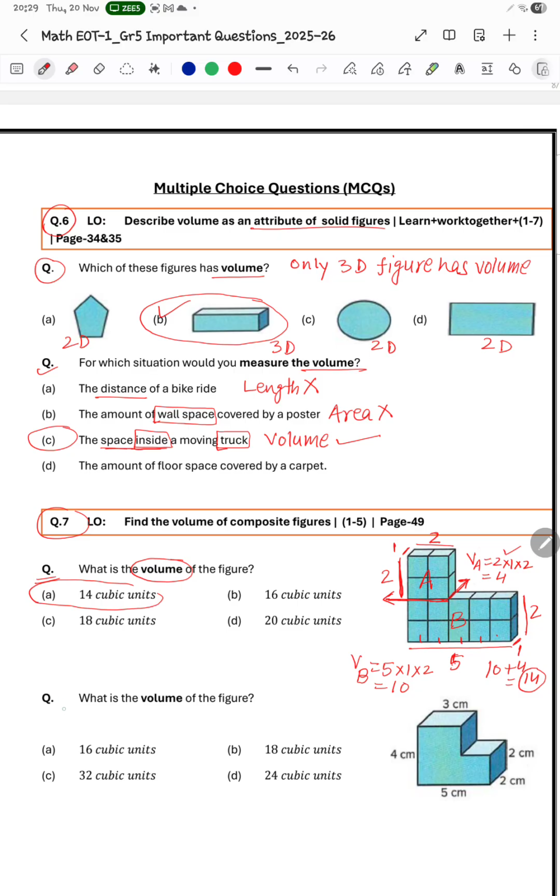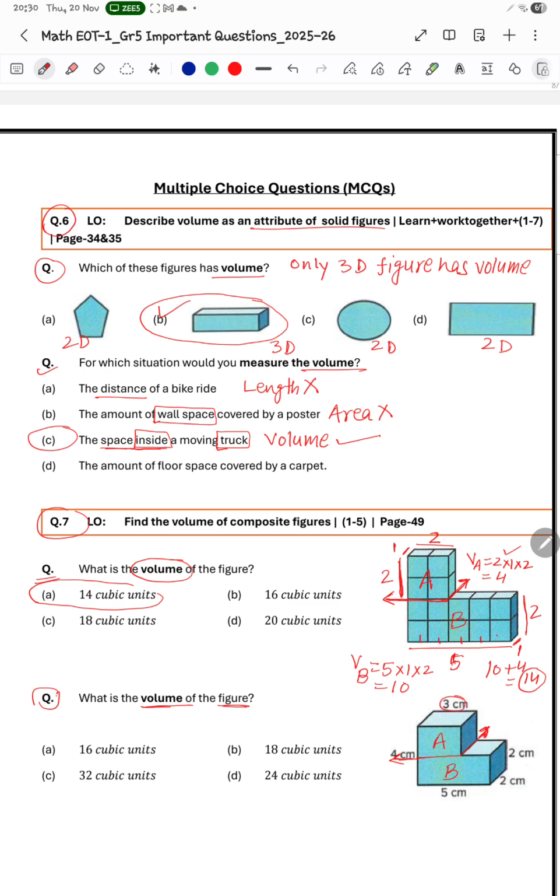Similarly, we can do question number 2, that is volume of composite figure. Here again, I'm going to cut it horizontally. You can cut it vertically also, but I am going to cut it horizontally. Okay, so here I cut it, and here also I cut it. So after cutting, we have two blocks, block A and down is block B. So just find the three dimensions and get the volume.